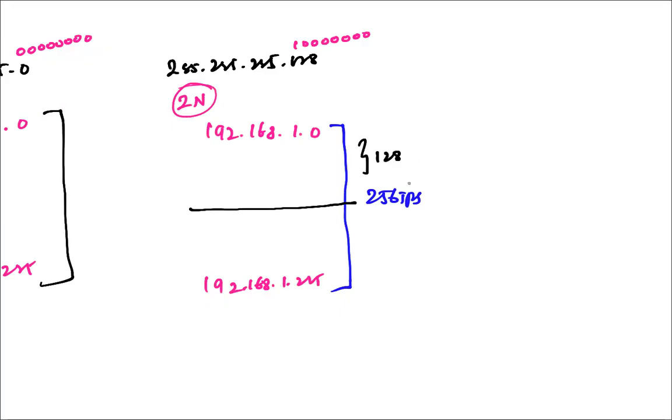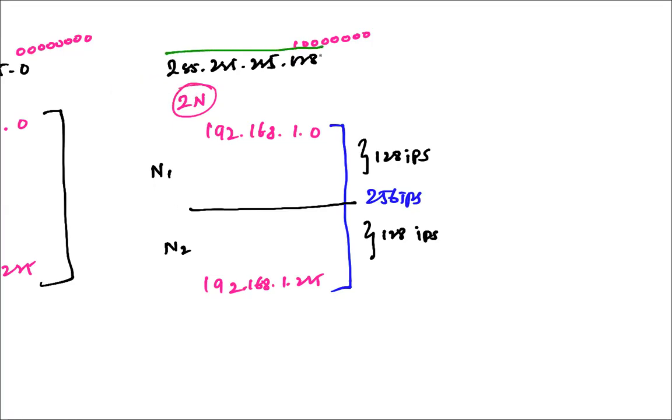128 IPs, correct? Because 256 half is what? 128. And here how many are we going to have? 128. So here we're going to have 128 IPs. Here also we're going to have 128 IPs. Okay, so now try to understand. This is going to be network number 1. And this is going to be network number 2. Understand? So you're getting it, right?